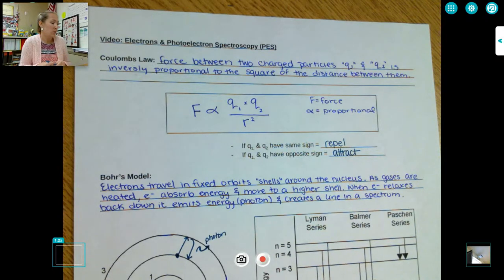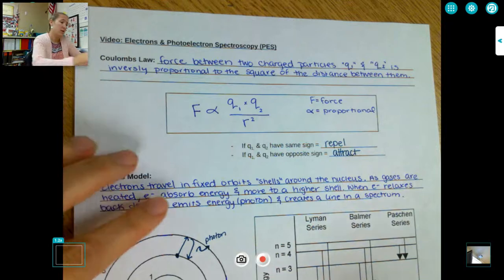So as we move forward in just about everything we talk about in chemistry, we're going to resort back to Coulomb's law. And Coulomb's law talks about the force between two charged particles, and that force is inversely proportional to the square of the distance between them. That's a lot of jargon just for us to say that when things are closer together, they're going to have a stronger force than when they're further away.